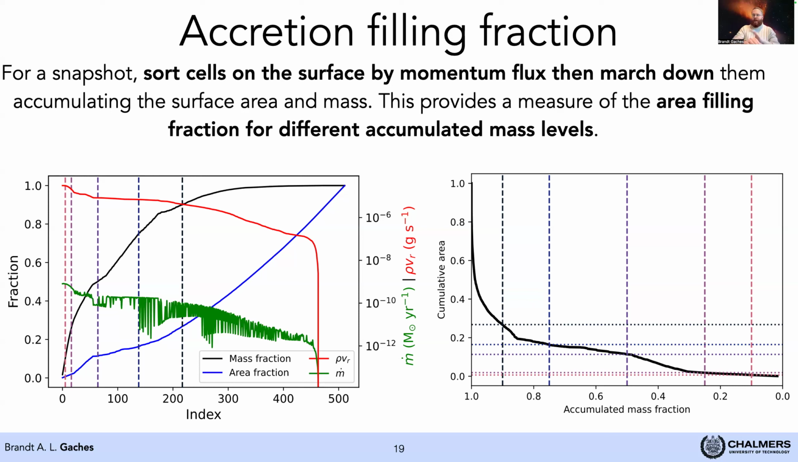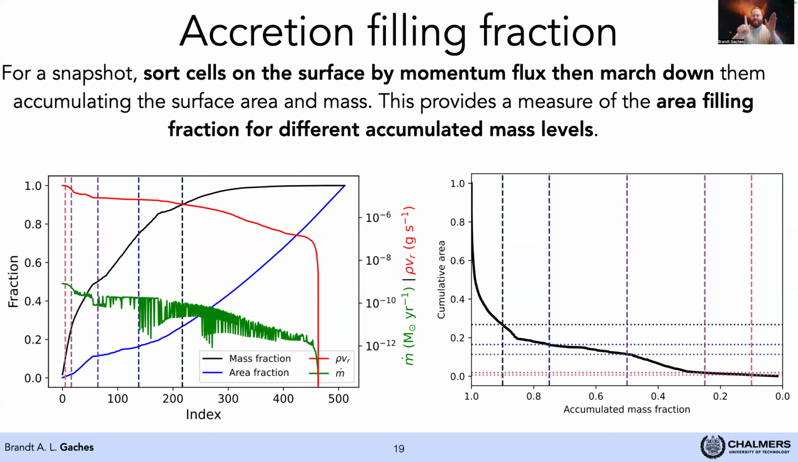So instead, we derive this another way, where we sorted all of the cells on the surface of the protostar by their momentum flux, so rho VR. This tells us where the most momentum is being transferred into the star, or in general where the momentum per area, or the accretion rate per area, is being delivered. And then we marched down those cells, as you see here on this diagram on the left.